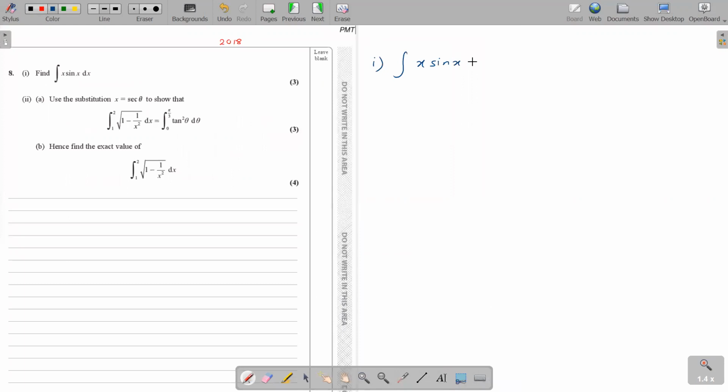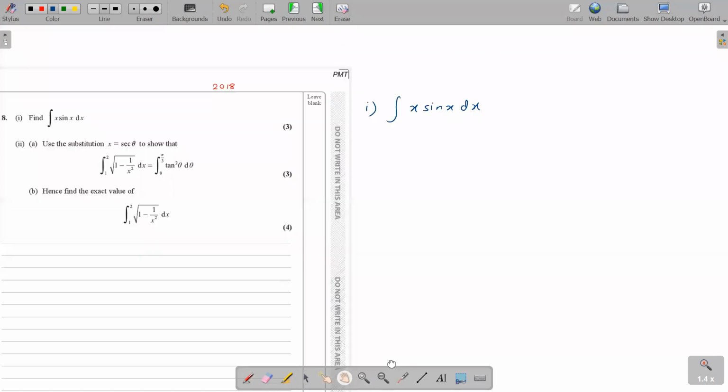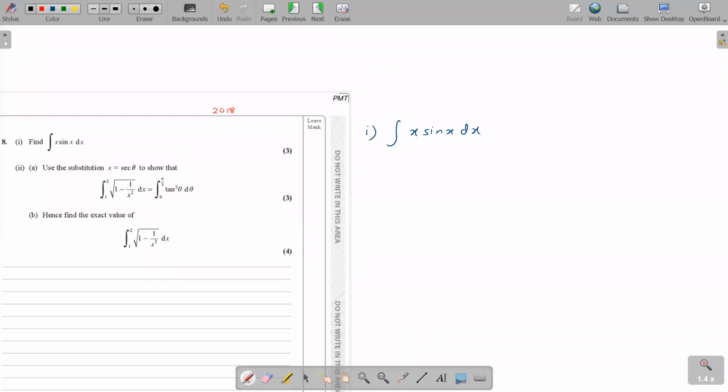When you see this particular integration with this product, immediately you need to realize that you are going to use integration by parts. In integration by parts, the rule that we learn in the textbook is the integration of u v dash with respect to x is u v minus integration v u dash. This is the rule that we are going to use.